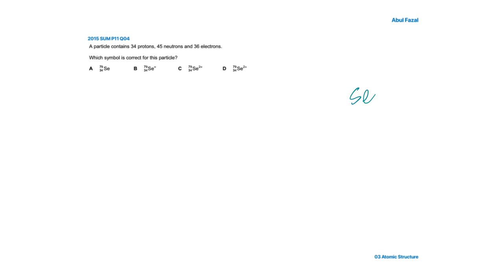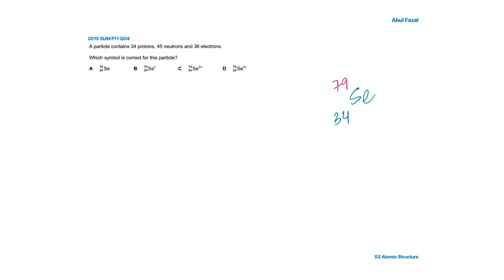It has 34 protons, so proton number 34. It has 45 neutrons, so the mass number is going to be 34 plus 45. That's, I'm confusing myself, 79. So the mass number is 79. And it has 36 electrons.